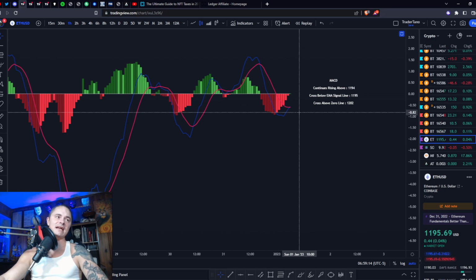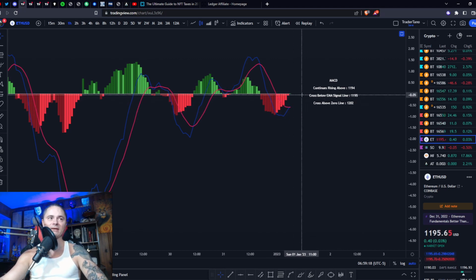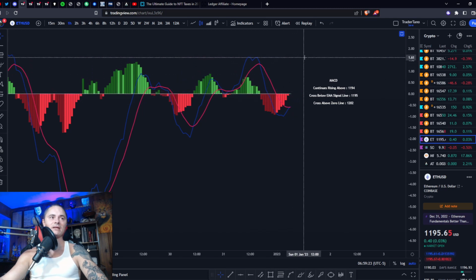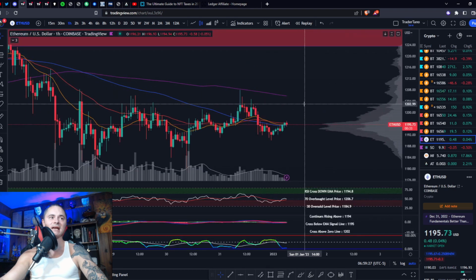MACD, are we getting a test or are we getting a cross? Negative momentum has decreased all the way to 0 on the histogram. If you can get back above the 0 line, I would expect you to come all the way back up here on the MACD, and I would expect you to come to the top of the range high at 1202.